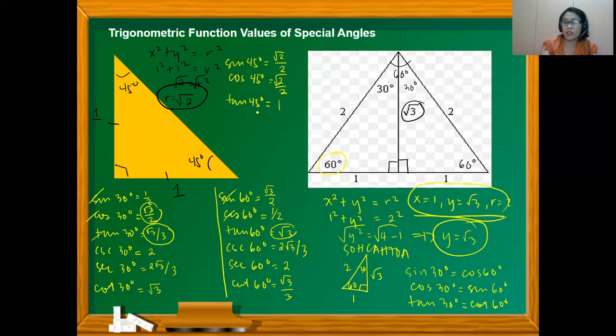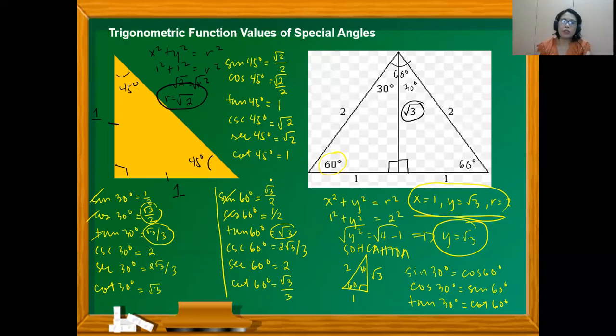And then work on the reciprocal functions. Since we have sine 45, we can work on cosecant 45. This is the reciprocal of square root of 2 over 2. Originally, this is 1 over square root of 2, so this must be square root of 2. Secant 45 is also square root of 2, and then cotangent 45 is 1.